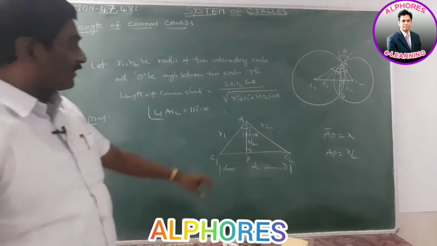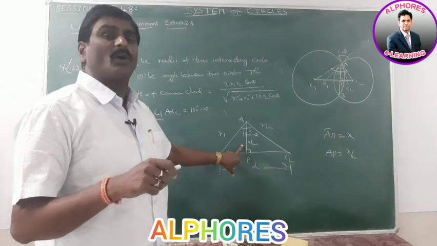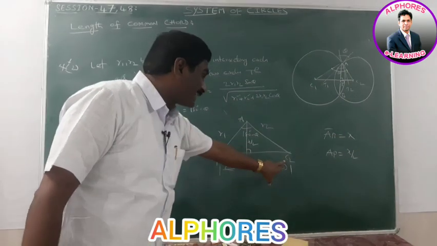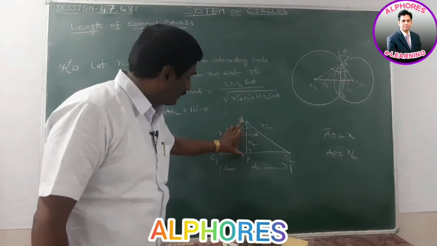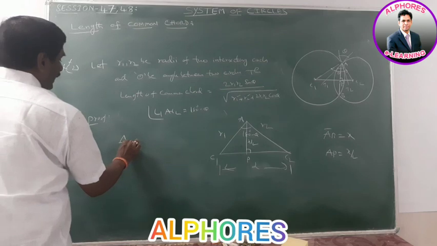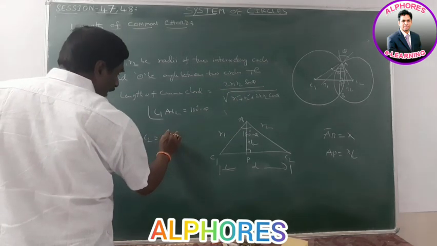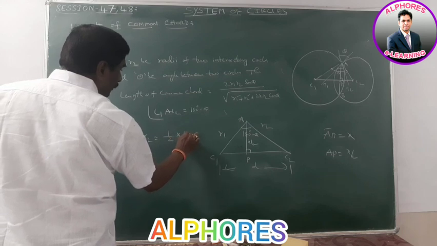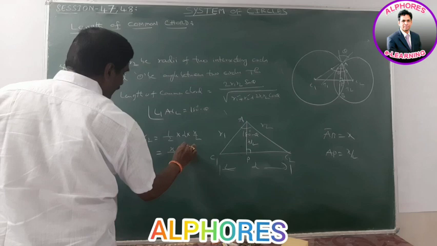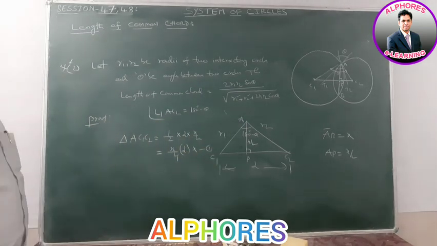In this case, we find the value of X by using the area concept. What is the area of the triangle ABC? Half of base and height. Suppose C1C2 is the base, what is the height? AP, that means X by 2. Area of triangle AC1C2 is half into D into X by 2, that is equal to X by 4 into D into X. It is the area of the triangle AC1C2.